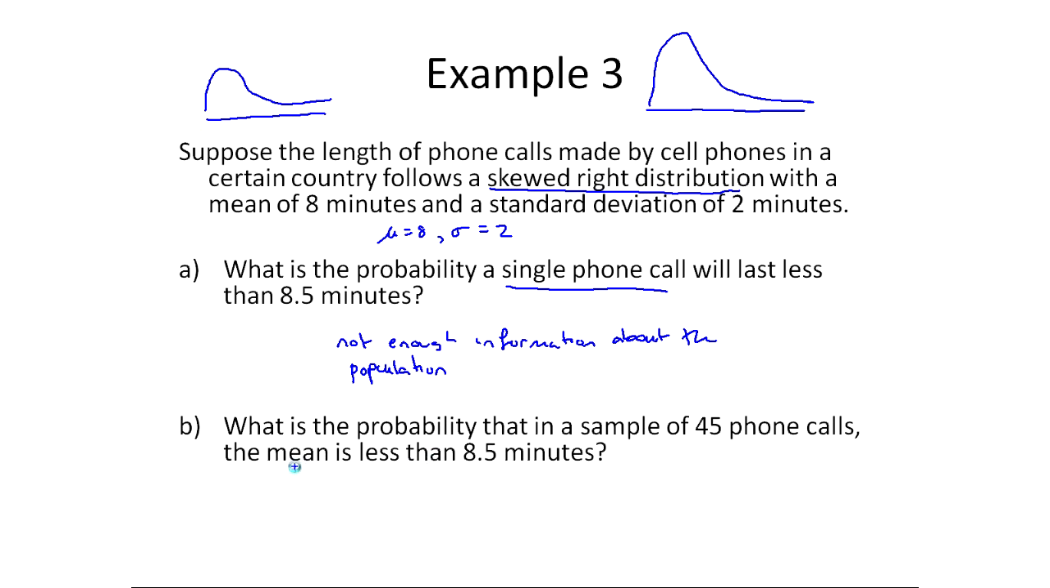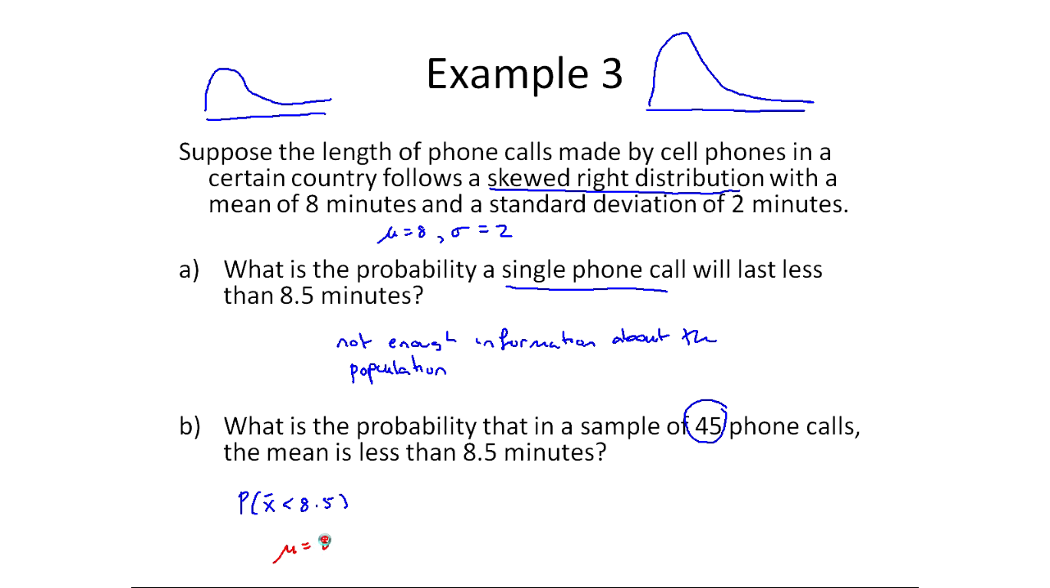But then when it comes to something like this, what's the probability that in a sample of 45 phone calls, the mean, so you're asking about X bar, is less than 8.5, I can answer. Because the central limit theorem says no matter what the original distribution, the distribution of sample means will be normal as long as you have a big enough sample size. And this time we do. 45, central limit theorem applies.